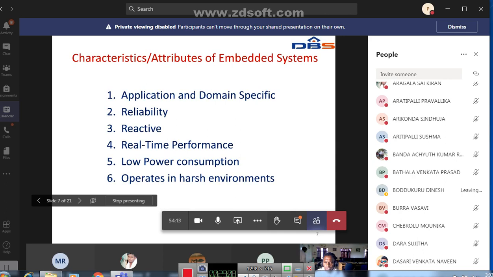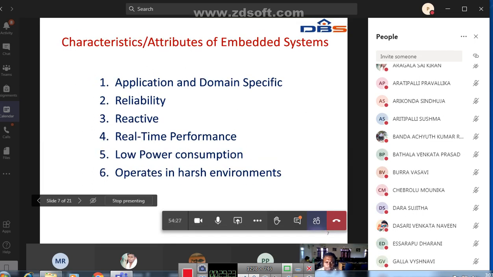Okay, so that is reactive. Reactive means the embedded system must respond actively to your commands. Real-time performance is a very important characteristic of an embedded system nowadays. In almost all of today's embedded systems, real-time performance must be one of the characteristics.